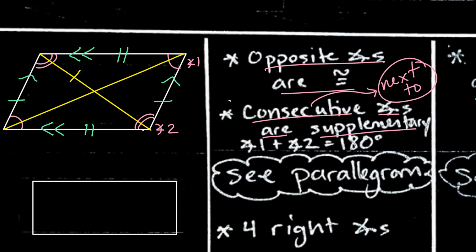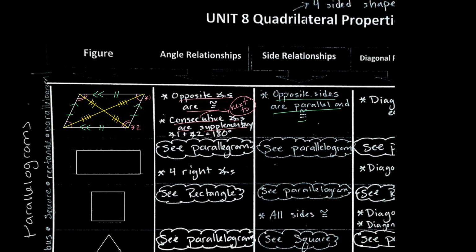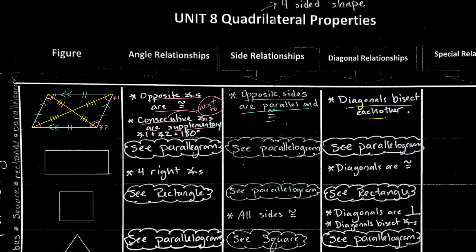Well, we don't know that. That's not true. So we have to use how many tick marks? 3. And where else should I put 3? On the same line on the other side. Good. What do I put on the other diagonal, do you think? 4. Good. You're getting it. So that was diagonals bisect each other.